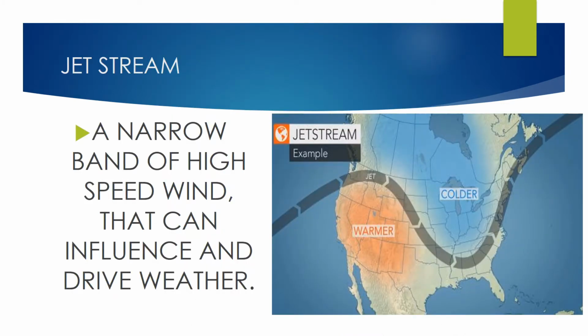Another example of a global wind, you might hear on the news when they do the meteorology reports, the weather reports, and they talk about the jet stream. Okay? The jet stream is pretty much a high-level wind. It sits up in the upper troposphere, and it travels a good distance. It stretches quite a long way. It's a narrow band of high-speed wind. Now, this is not one of your key terms, so you don't have to define this, but I just want to introduce it to you. A narrow band of high-speed winds that can influence and drive weather.